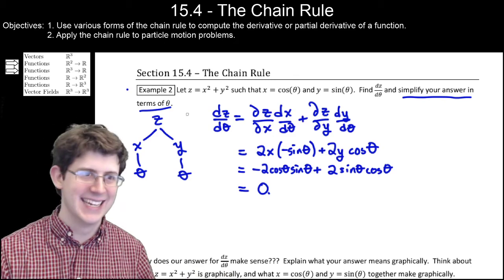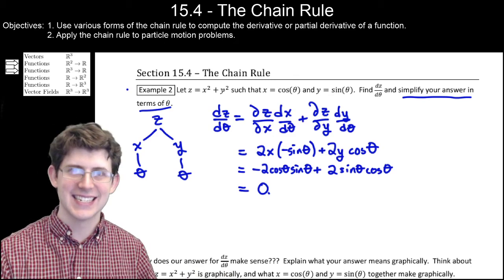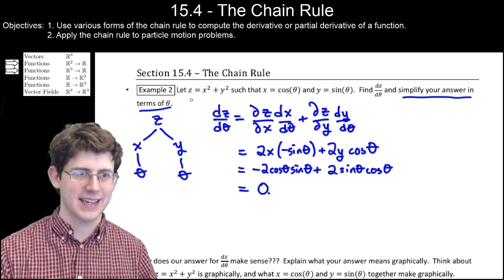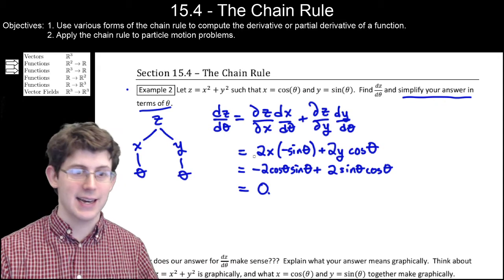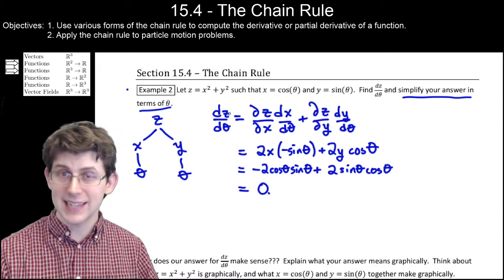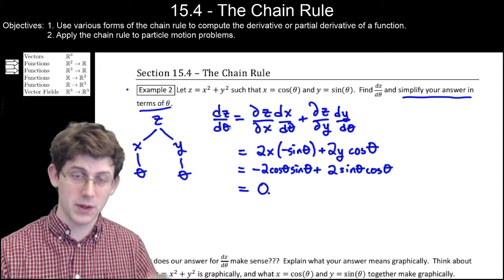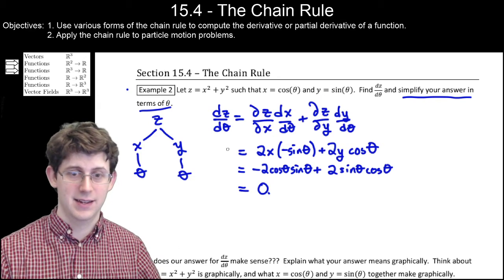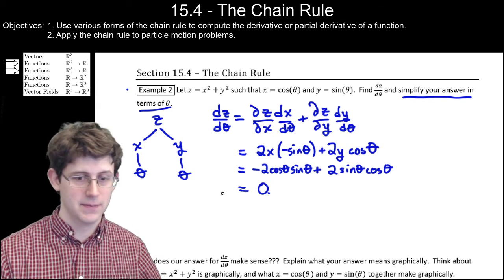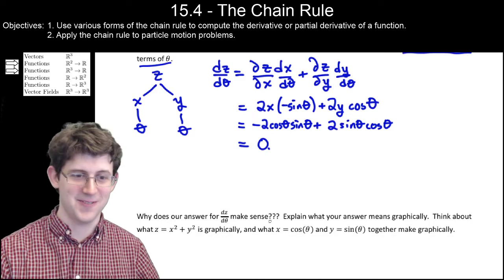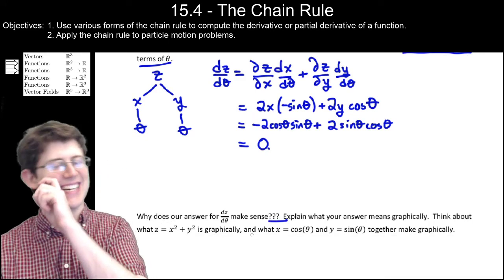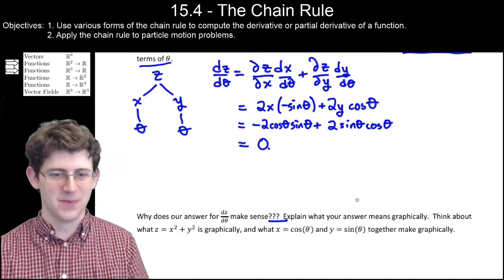What? Why? Like, this doesn't look like a constant to me, right? Like, I had a function, I took its derivative with respect to a variable it depended on, and I got 0. That means that z is actually a constant with respect to theta. How's that possible? Why does this make sense? Okay.